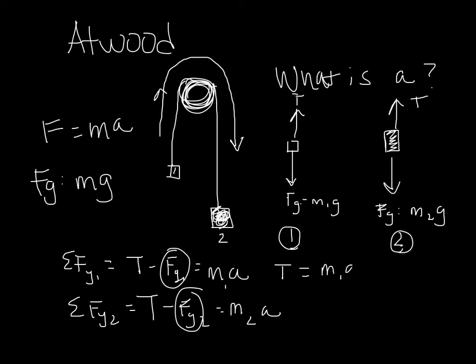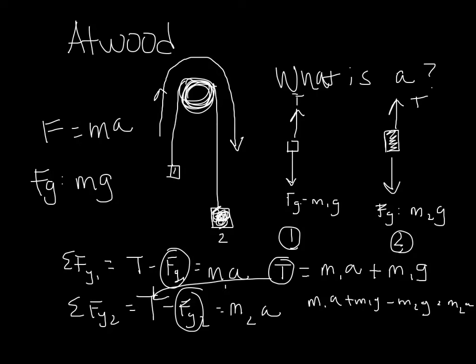So if we were to rearrange this first equation for tension, we could get tension is equal to the mass of the first block times acceleration plus m1g. By plugging in this value for tension into the tension force for our second equation, we would get m1a plus m1g minus m2g is equal to m2a.